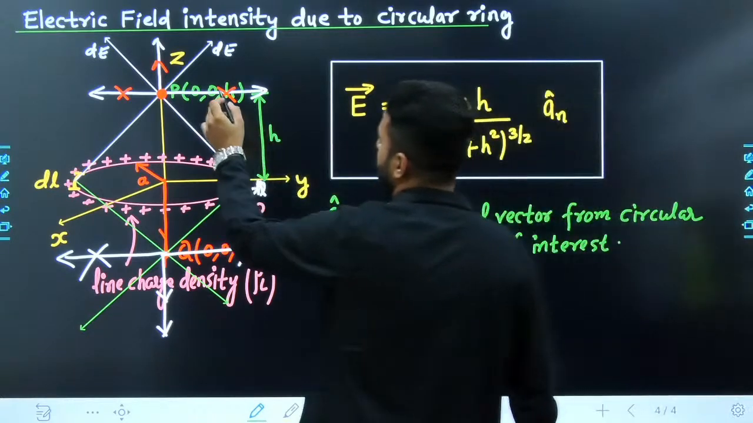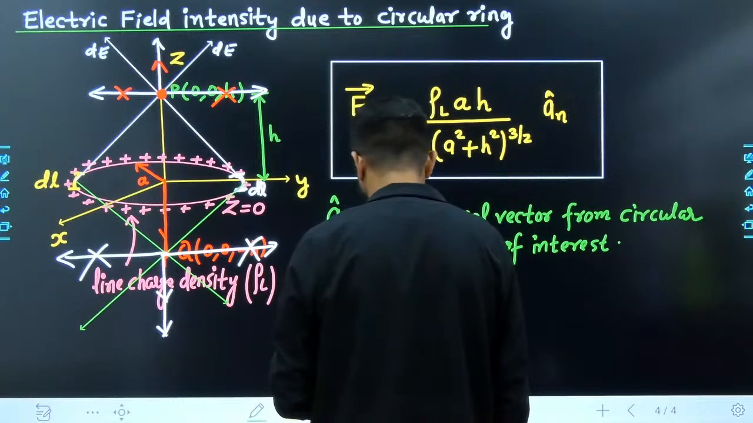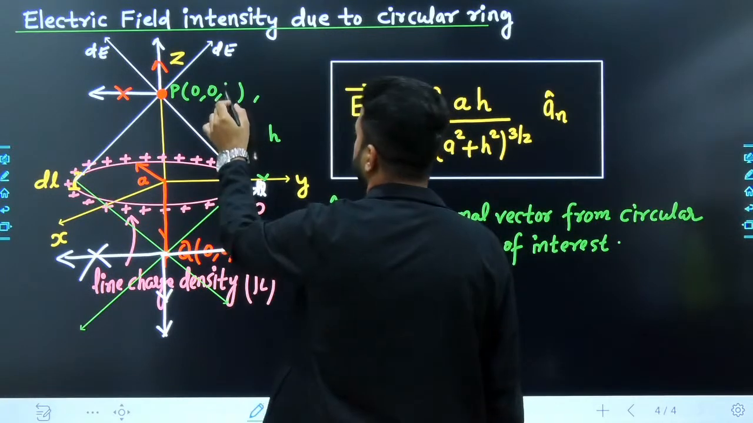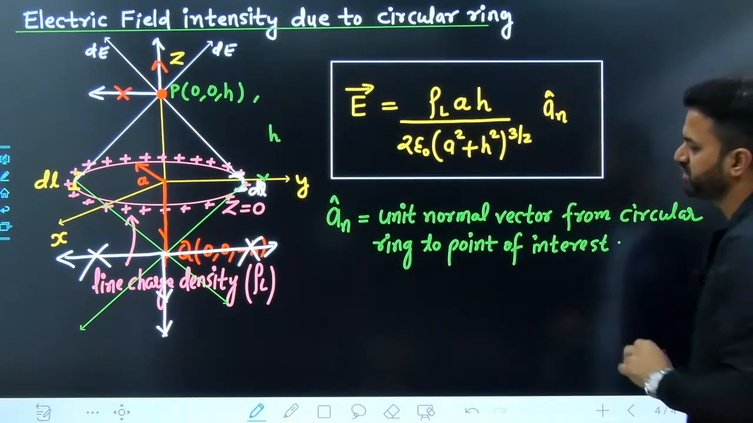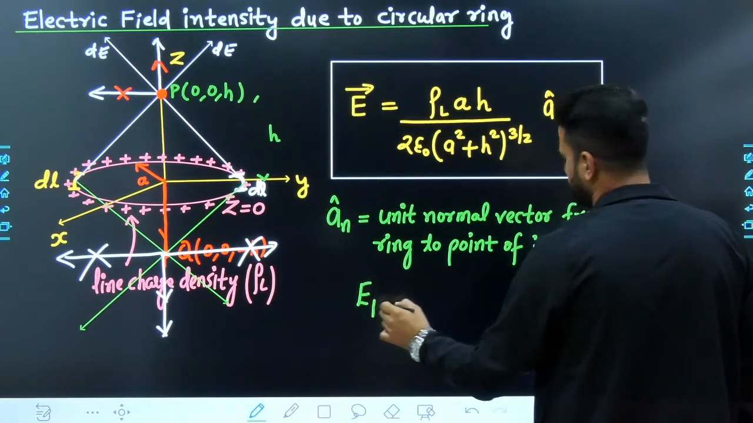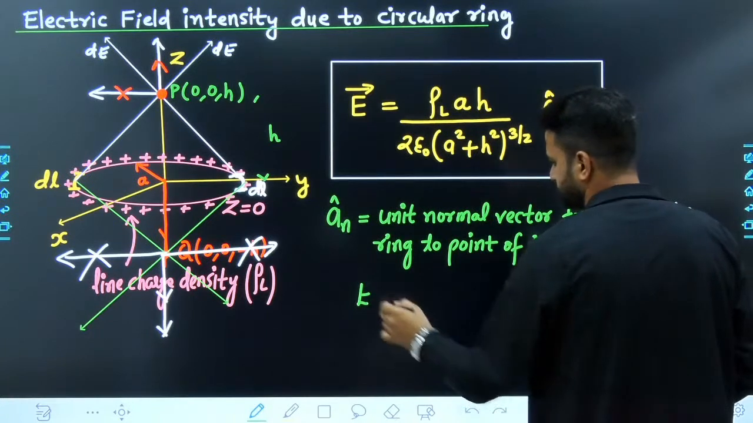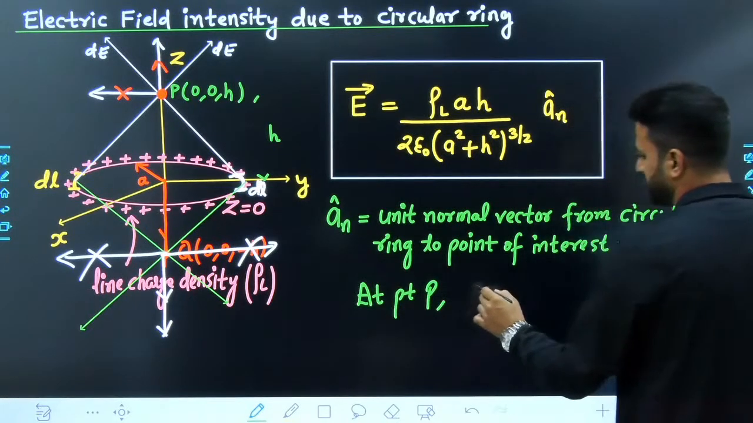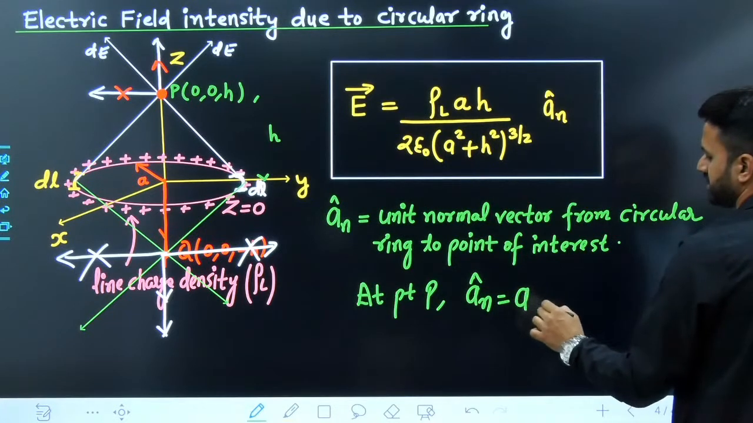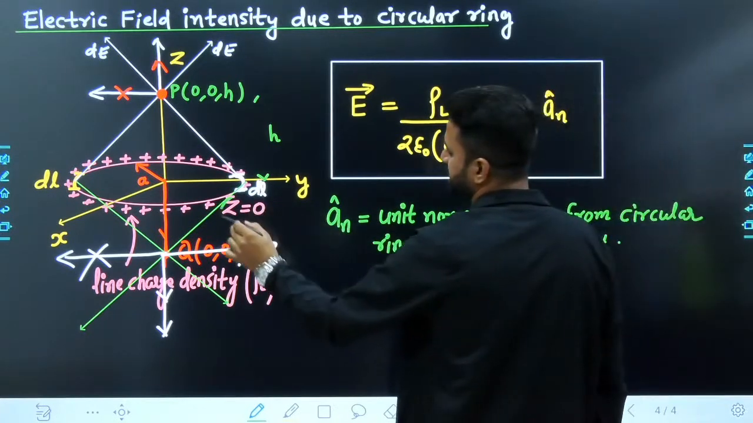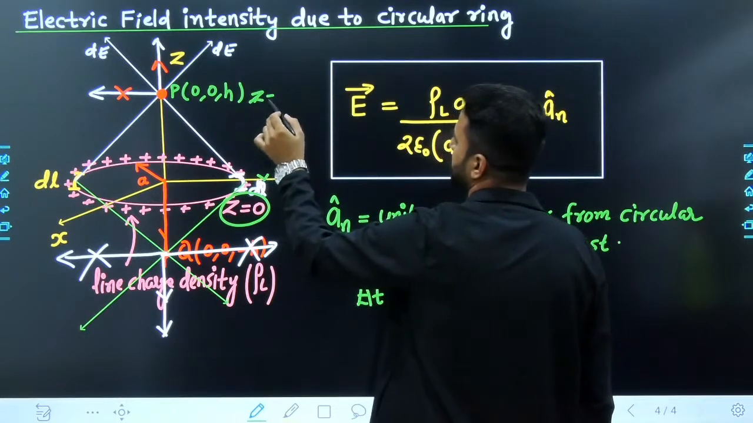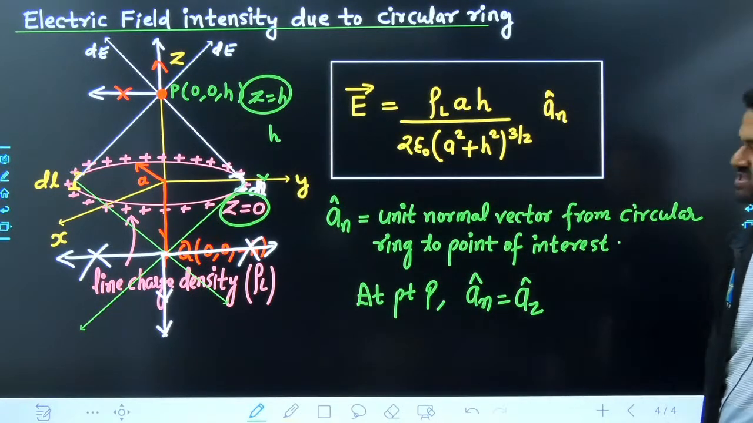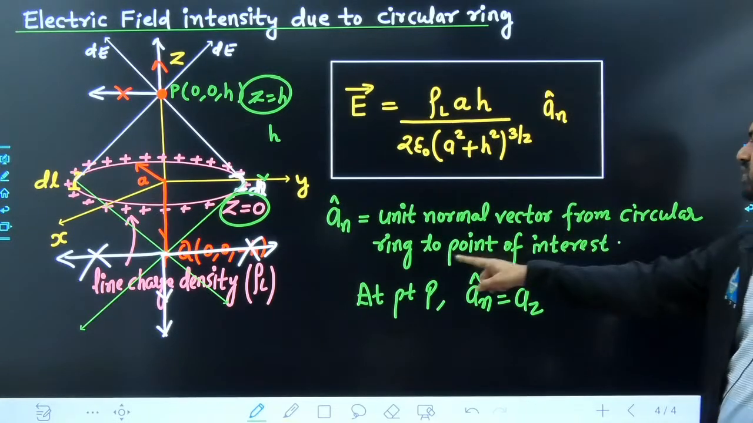Now, if you want to calculate the electric field at this point P, the direction at point P, AN will be plus AZ, because when you move from Z is equal to 0 to Z is equal to H, you are moving in the positive direction. It is a unit normal vector from the circular ring to the point of interest.